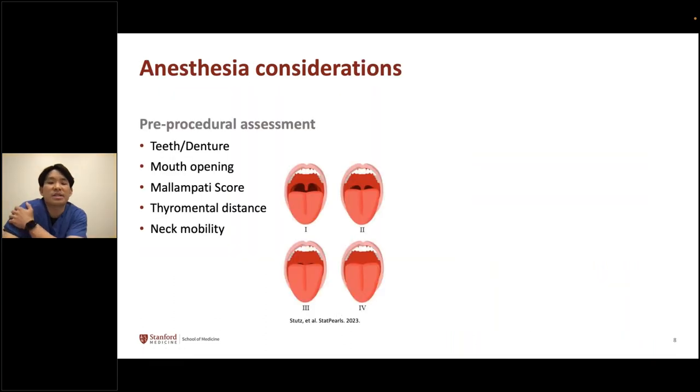Now, in terms of anesthesia considerations prior to rigid bronchoscope, it's very similar to when we're considering regular intubation, given that one could think of rigid bronchoscope as just a gigantic metal barrel tube that you're using for intubation. So similar assessment in terms of the patient's teeth, dentures, mouth opening, Mallampati score, thyromental distance, and neck mobility. These are mostly to let the operator know what to anticipate in terms of how anterior the glottis is, for example.